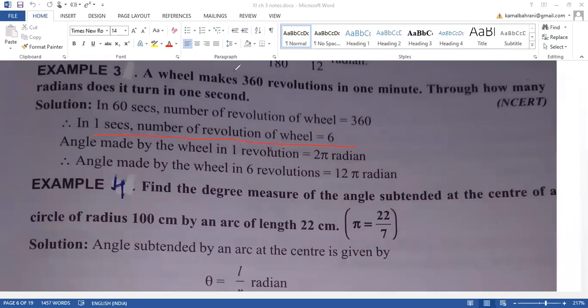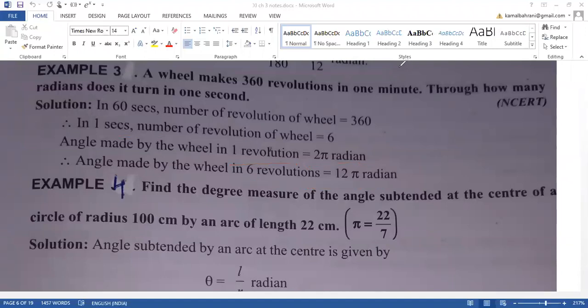Now you know that one revolution, in radian measure, means how much angle the wheel is making? 2 pi radian. One revolution means 2 pi radian. So it is having 6 revolutions, that means 6 into 2 pi, that is equal to 12 pi radian. Is this clear? Is this clear?